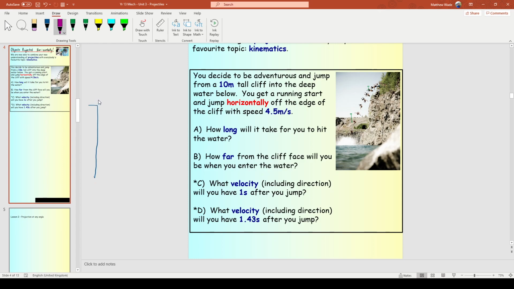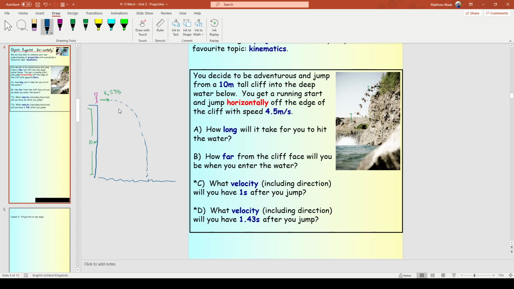Here's our kid that's going to be jumping off the edge. There he is. And if you look at him, what's he doing to start with? Well, he's jumping off the edge from a running speed of 4.5 meters per second. The cliff itself was 10 meters tall, so that's given as well. And his path is going to be like this, until he splashes down in the water below. Cool beans, that's a good representation of what's happening?